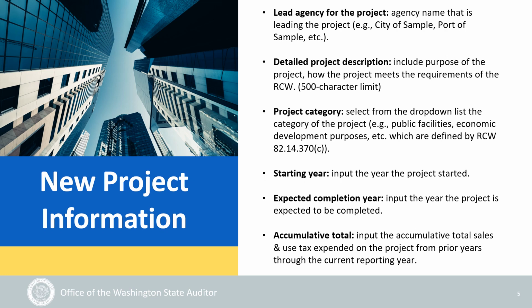The first new column is for reporting the agency name of the lead agency for the project. For example, if the lead agency is City of Sample, you would put City of Sample into this field, or Port of Sample, etc. You will need to provide a detailed description of the project to highlight how the project meets the requirements of the RCW. Please note that there is a 500-character limit for this field.